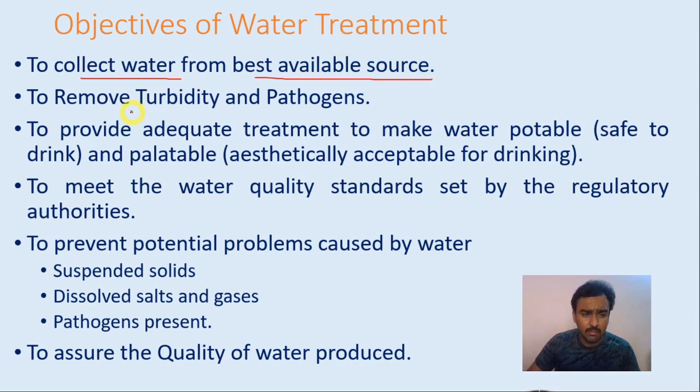The next major thing is to remove turbidity as well as pathogens. I will mark this with a star, because while designing the treatment units, unit processes or unit operations, these things are considered. That means I should remove turbidity and I should remove pathogens. Then I can say I am producing potable or palatable water. This is the major objective of water treatment.